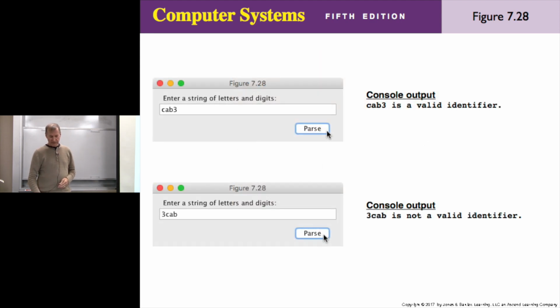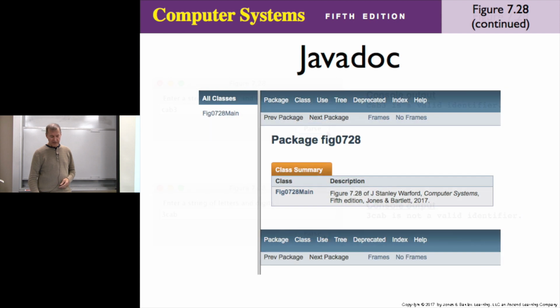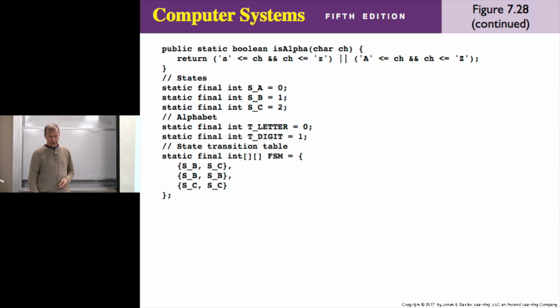And then in class last time, we demoed. Here's figure 7.28, which is what we demoed. Cab 3 is a valid identifier. And we looked at JavaDoc. And in class, we were starting to do a code walkthrough. And here in figure 7.28 are the states.